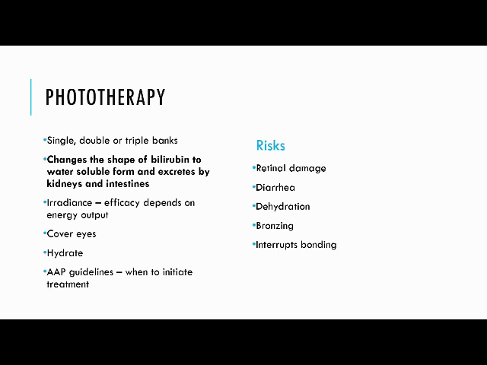So the risks are, we've got retinal damage because it's a light, right? So that's why we cover the eyes. They can have diarrhea just from a little bit of dehydration. Bronzing is something that we see if you've got a conjugated bilirubin level and you light a baby up. You may actually cause their skin to change color permanently. It is irreversible. So it is not a bad idea to do a fractionated bilirubin level, or be fairly confident that what you're treating is an unconjugated hyperbilirubinemia.